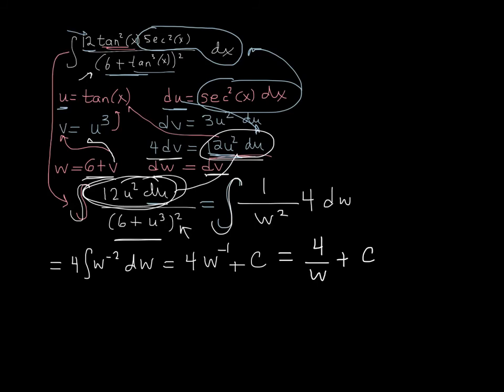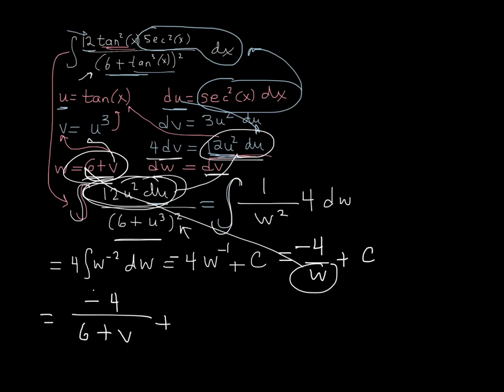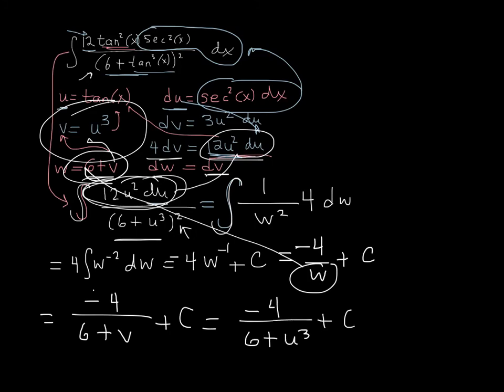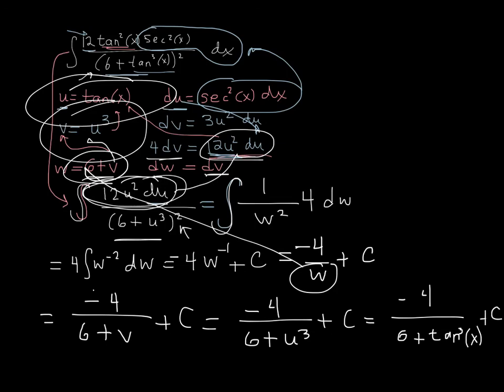Oh, sorry, I forgot my negative out front here, right? I'm thinking, what happened to my negative? Alright, so now w, I just start going backwards, is negative 4 over 6 plus v plus c. v is u cubed, so negative 4 over 6 plus u cubed plus c. And u is tangent x, so negative 4 over 6 plus tangent cubed of x, and then of course plus c. So all I did was work backwards, substituting all this stuff back in.